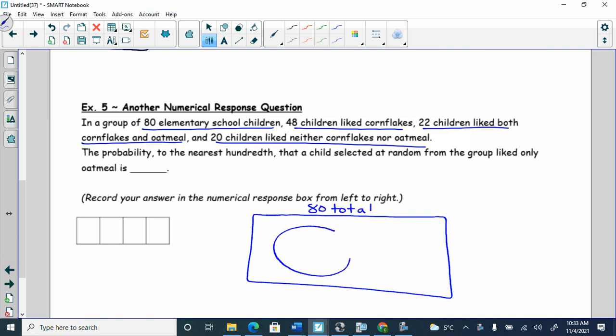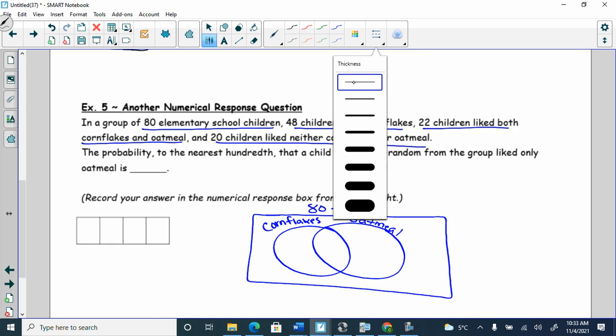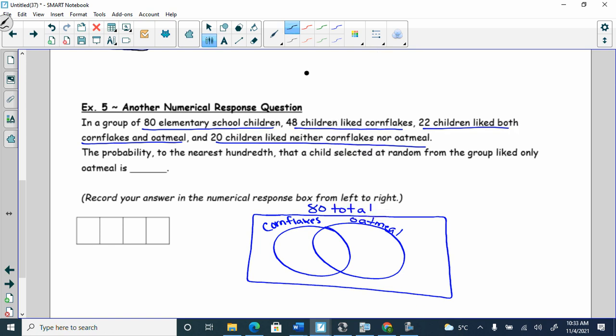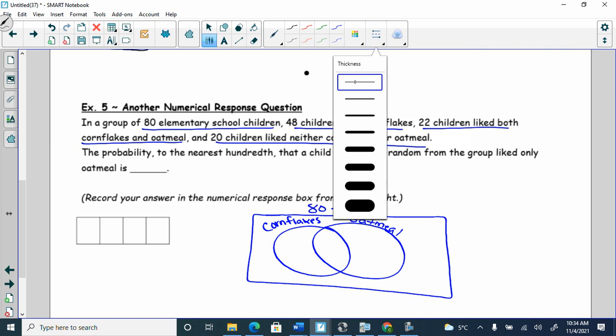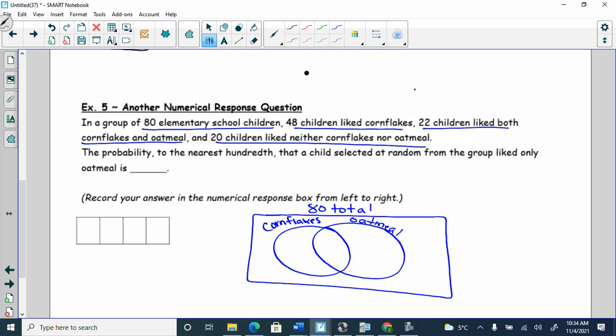And then I have cornflakes and oatmeal. Okay, so how many liked both? 22. How many liked neither? 20. So put that on the outside. So those ones are done.